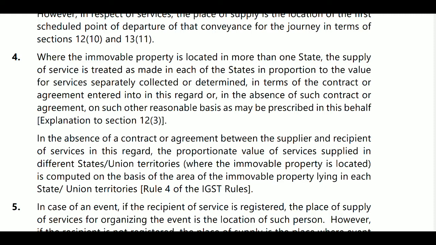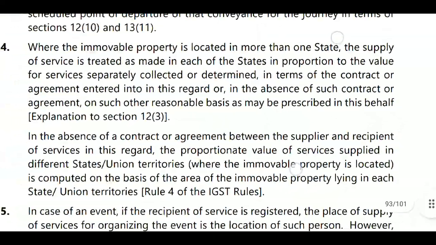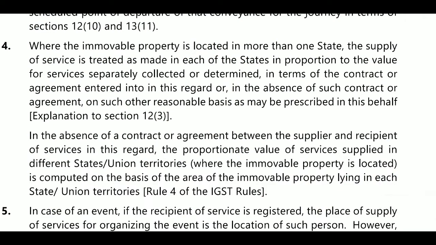The place of supply in each state is in proportion to the value of services separately collected or determined in terms of the contract or agreement. First we will see if there is any contract or agreement. If there is any contract or agreement, we will go through it, and the place of supply will be declared. In case of absence of such contract or agreement, another reasonable basis will be taken.